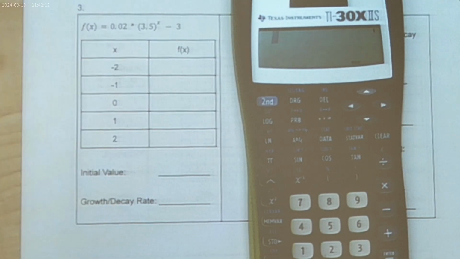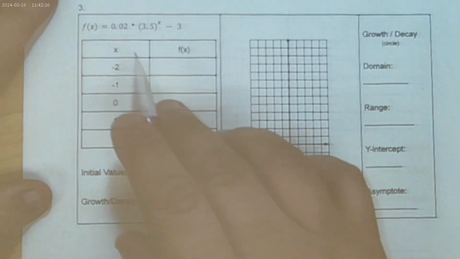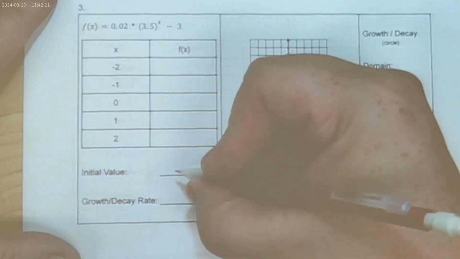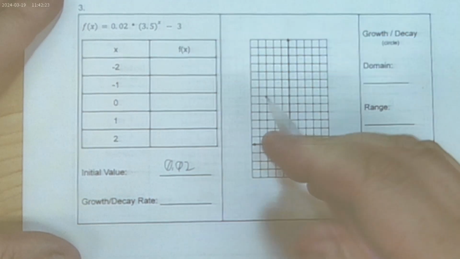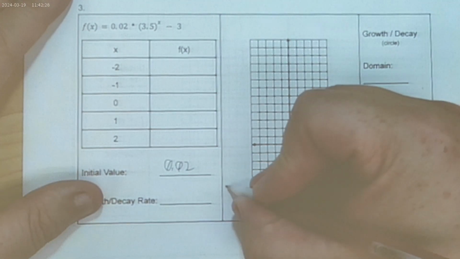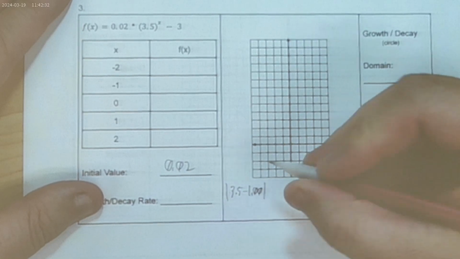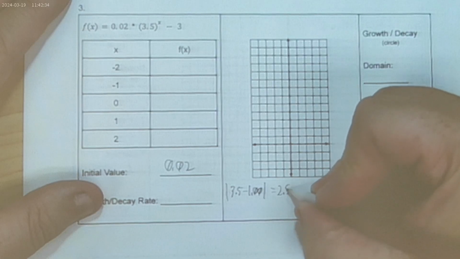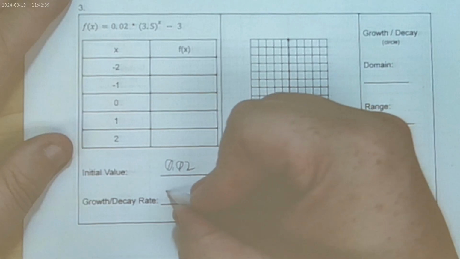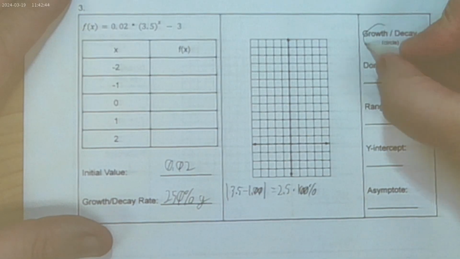I'm just going to read it from left to right. Oh, first things first, I've got some information I've got to record down. So I've got 0.02, so that's my initial value. In the parentheses I've got 3.5, so 3.5 minus 1.0 equals 2.5 times 100% equals 250%, and it's going to be growth.